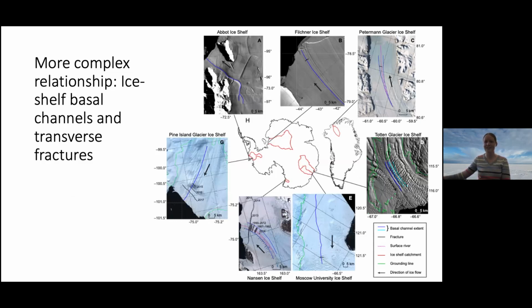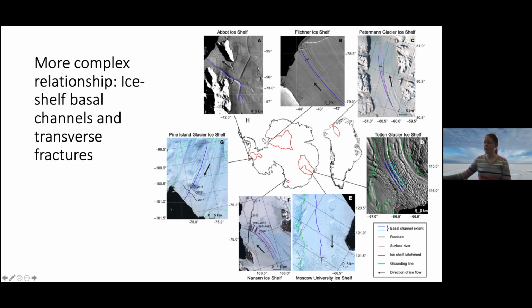Exactly how they're associated is a good question. This is Christine Dow's work. Oh, and I apologize, I didn't write it on there, but this is Christine Dow's work and her group looking at the Nansen ice shelf in this paper. But she went and looked at a bunch of different ice shelves, looking at where we have basal channels that connect directly with transverse fractures. And you can see there's a bunch of examples.